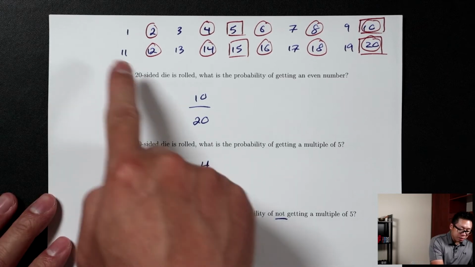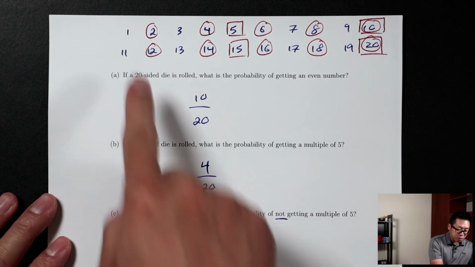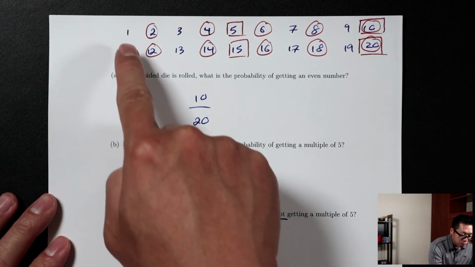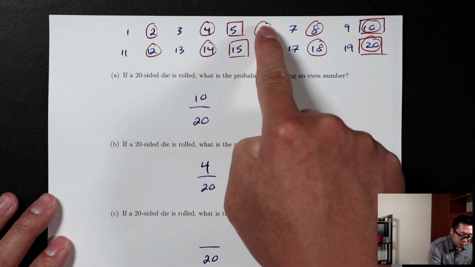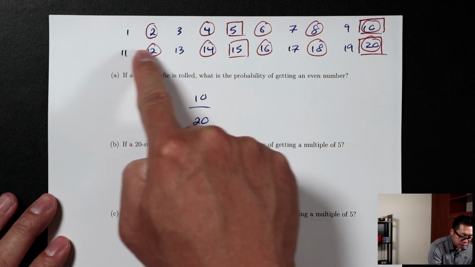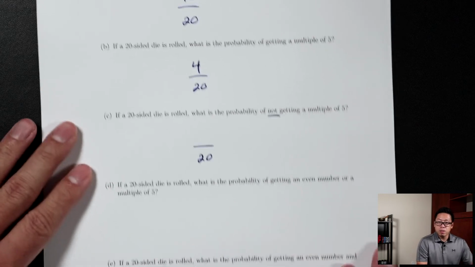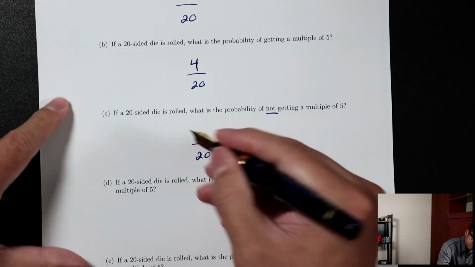So this will be all the numbers that are circled together with all the numbers that don't have anything on them. So all the numbers that are not boxed are 1, 2, 3, 4, 5, 6, 7, 8, 9, 10, 11, 12, 13, 14, 15, 16. 16 numbers that are not boxed.